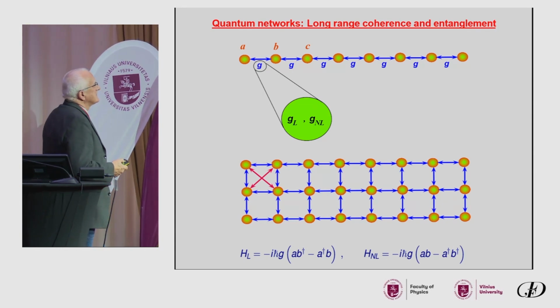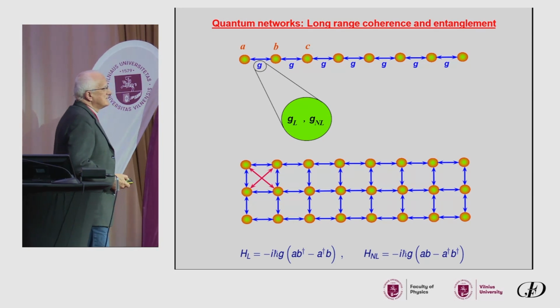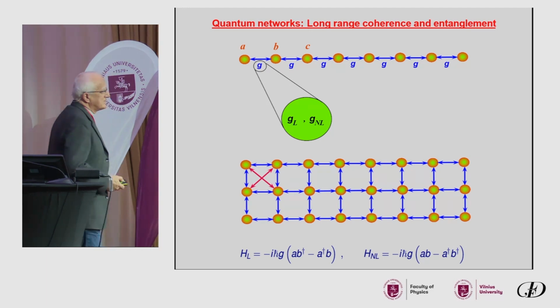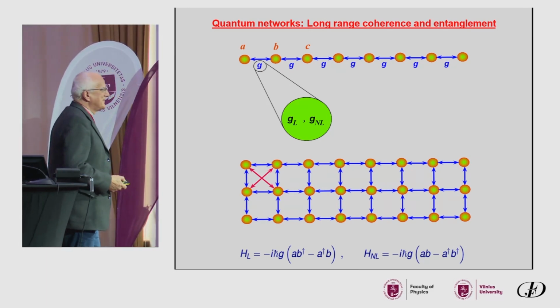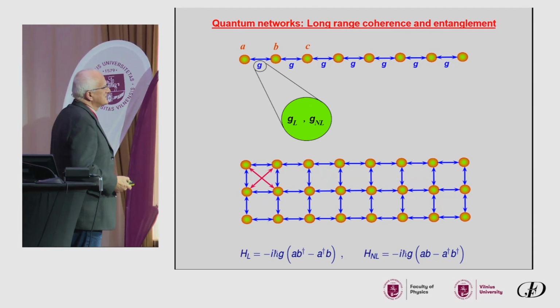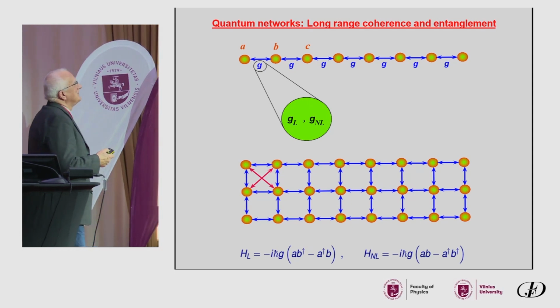And there is another possible coupling applied. It is what we call nonlinear coupling, which is two photon exchange coupling, parametric interaction, parametric down conversion type coupling. And it is known that this kind of coupling can create entanglement between the modes.